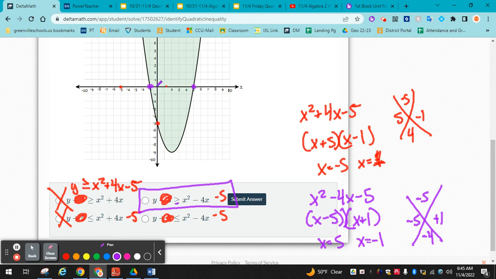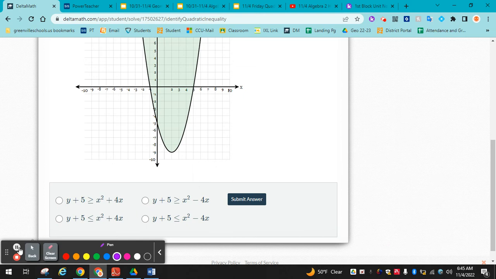0, 0 is inside my graph, so if I test 0, 0, I always test it in the original. Let me clear something out. Or all of it out. Okay, sure. So if I'm testing 0, 0 in this one, we get 5 is greater than or equal to 0. Is 5 greater than or equal to 0? Yes. So where 0, 0 is, we would want to shade. So that is how you eliminate all of them.